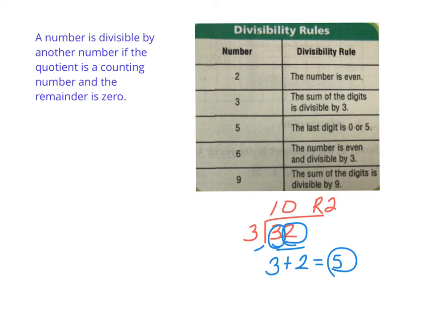Let's look at the number 5. If the last digit is 0 or 5, then it is divisible by 5, and 5 is a factor of that number. So for example, we could be talking about the number 95. It ends in a 5, so 5 is a factor of 95. We could also be talking about the number 480, and so we know that 5 is a factor of 480.